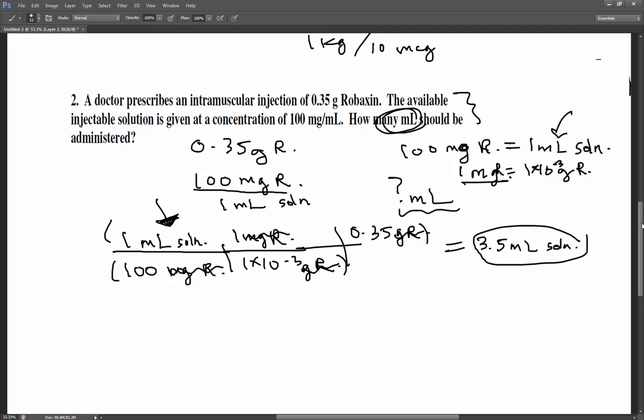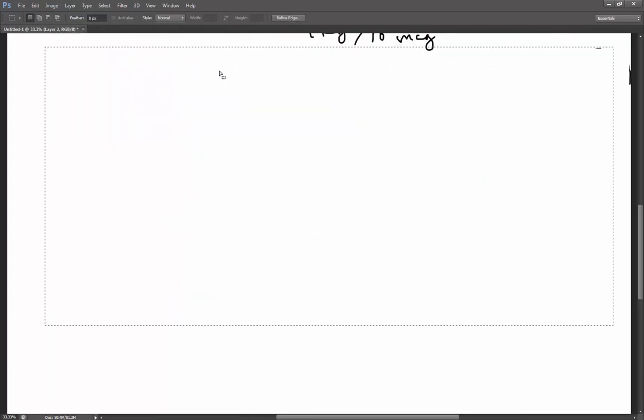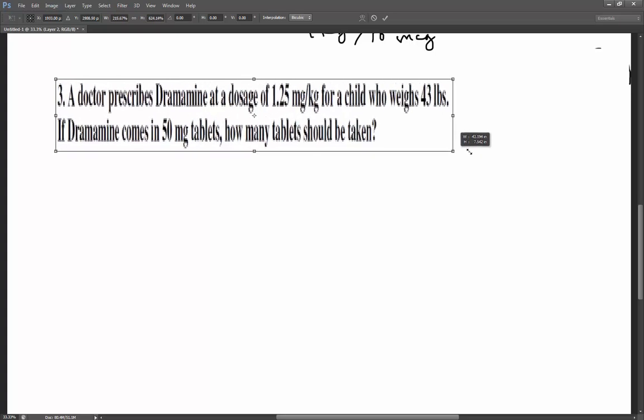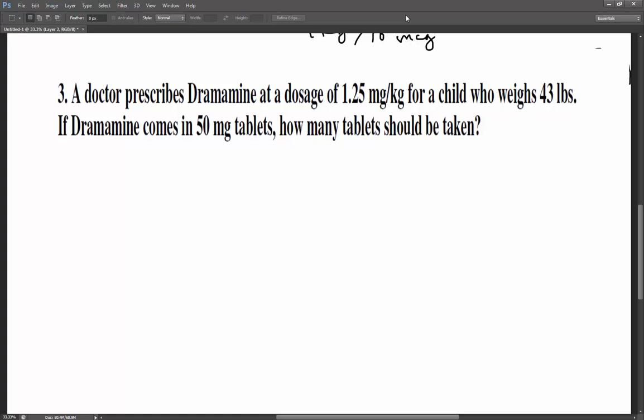Let's do one more prescription problem here. This one comes again from your lecture notes. Number 3, doctor prescribes Dramamine at a dosage of 1.25 milligrams per kilogram for a child who weighs 43 pounds. And if Dramamine comes in 50 milligram tablets, how many tablets should be taken? All right, so we see that Dramamine comes in this prescription, and this is milligrams of the drug Dramamine per kilogram of the kid or the child.